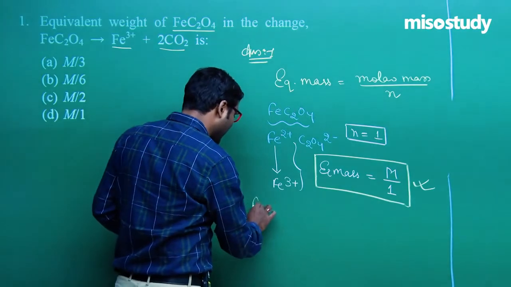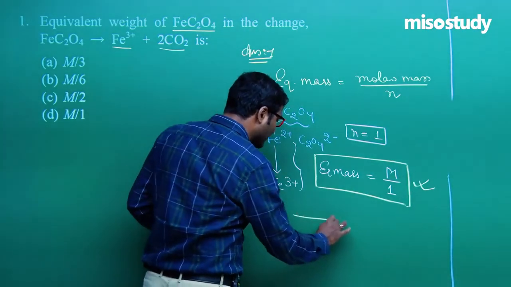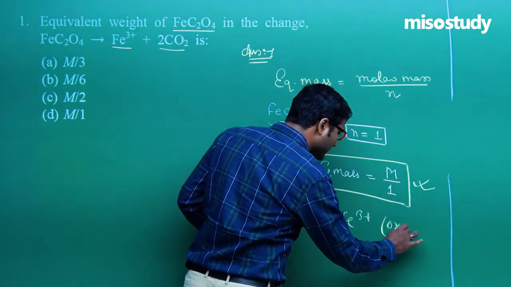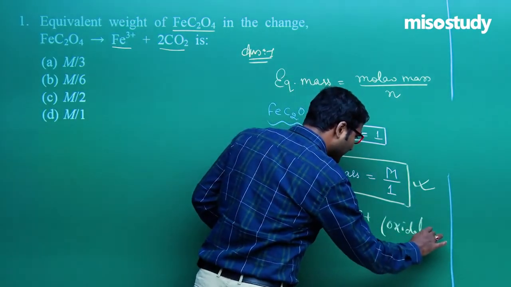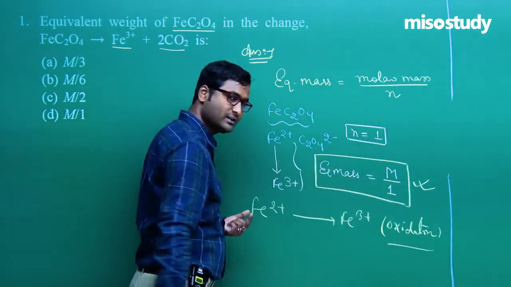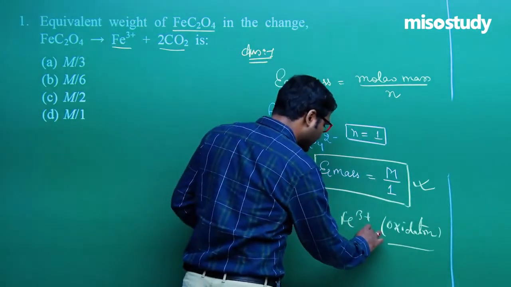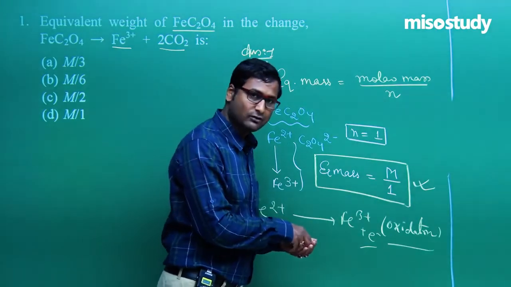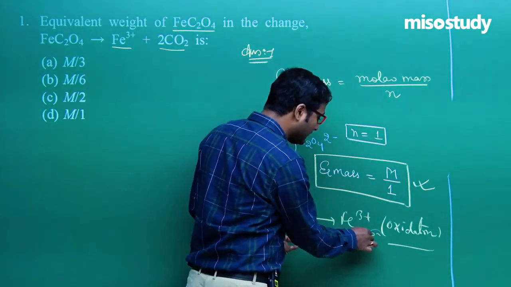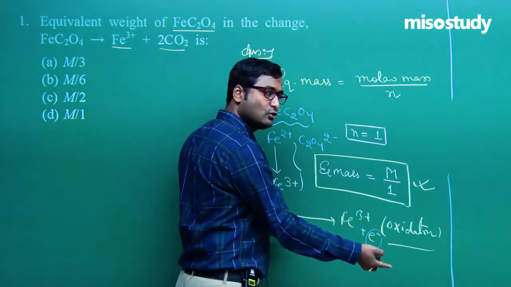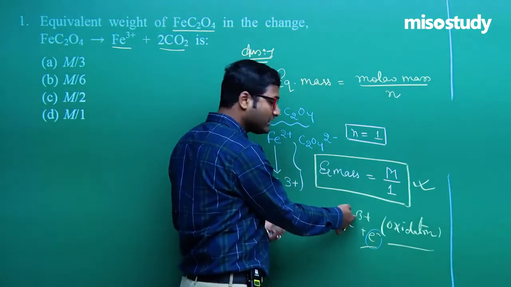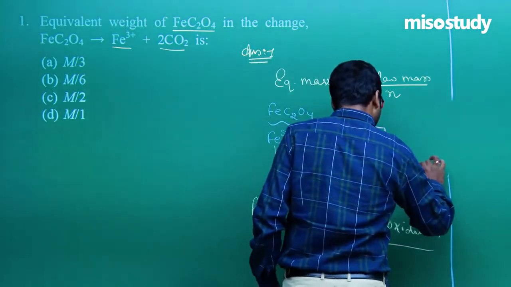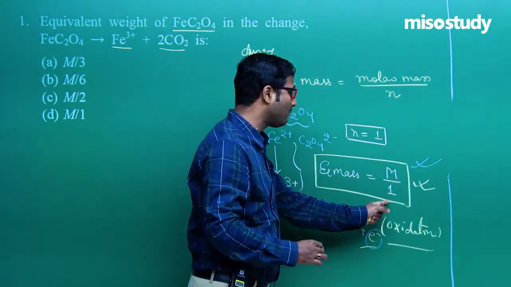What happened here? Fe2+ converts to Fe3+. That is a pure oxidation, because here there is an increment in oxidation state. If there is oxidation, then definitely there is a loss of electron. In terms of electrons lost or gained, there is only one electron lost, so N is equal to 1. In terms of change in oxidation state, again N is equal to 1. So finally the answer is M upon 1.